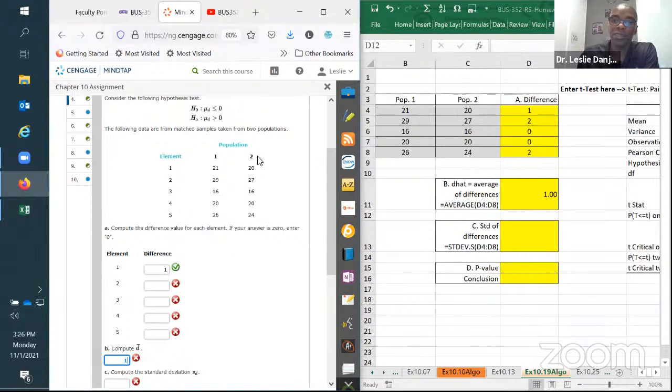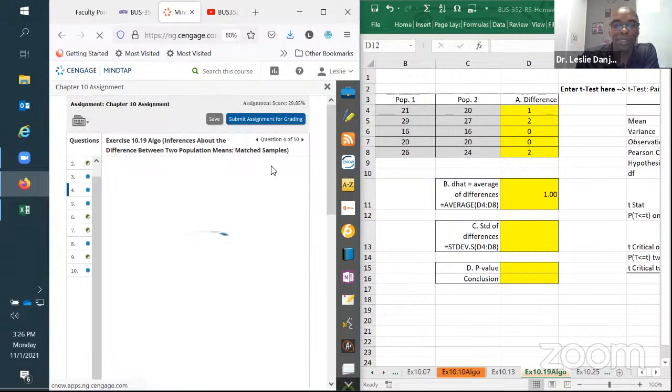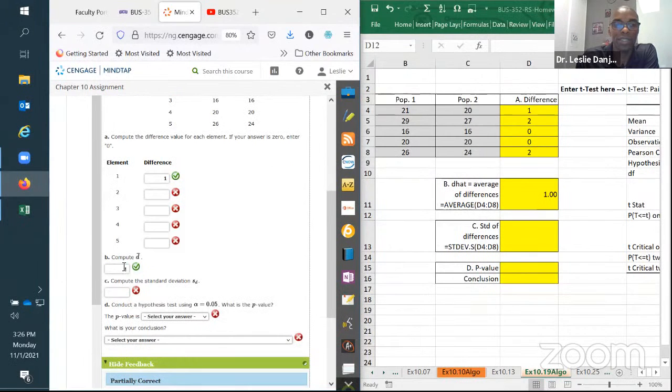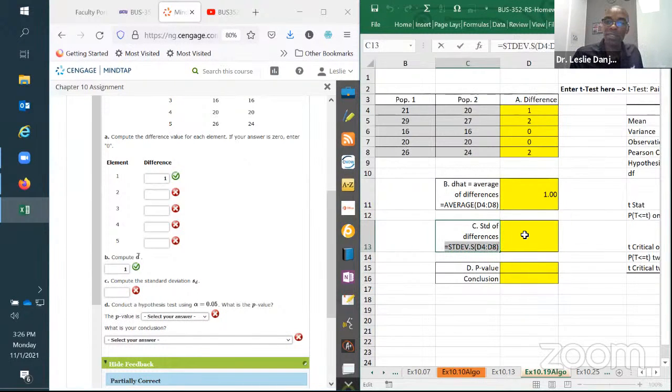All right, so let me check my work. Where is it hiding? Just to make sure. Perfect. What is my standard deviation? This is just based on the differences. So copy this, paste this. Once again, this is why we provide you a template. All right, that one is 1 as well.